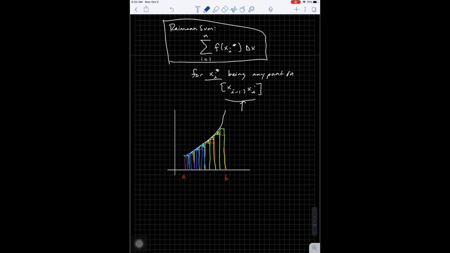And what is happening here is that this width is getting smaller. This little delta x here is getting smaller and smaller and smaller, which might remind you of the idea of a limit, and you would be right. So what we're going to do is take this sum and run a limit. Another way of saying that these rectangles are getting smaller is saying that the number of rectangles is increasing, right? And it's increasing without bound.